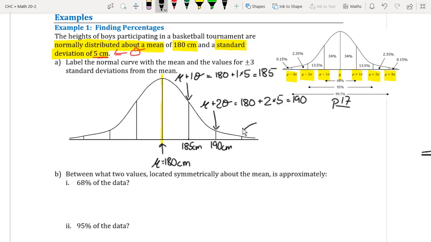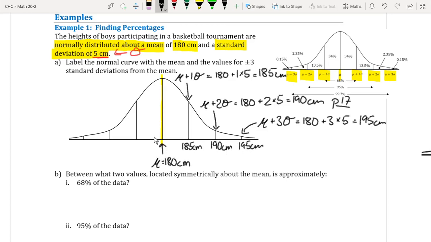And then finally, we have 3 standard deviations above the mean. So it's going to be mu plus 3 standard deviations. It's going to be 180 plus 3 times 5. 3 times 5 is 15, and 180 plus 15 is 195 centimeters. Should have units here, so we write 195 centimeters. So now we have gone up 1, 2, and 3 standard deviations.